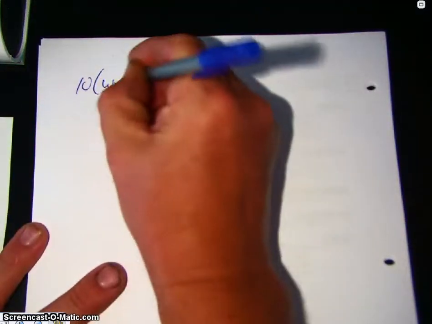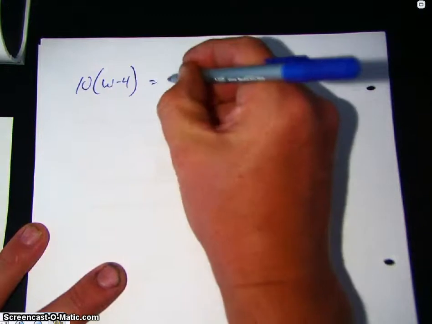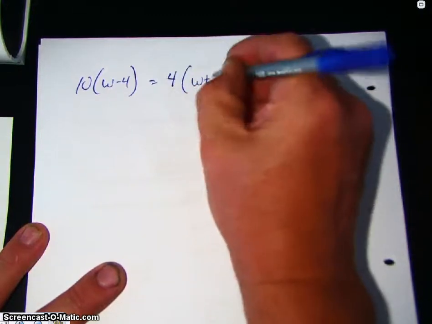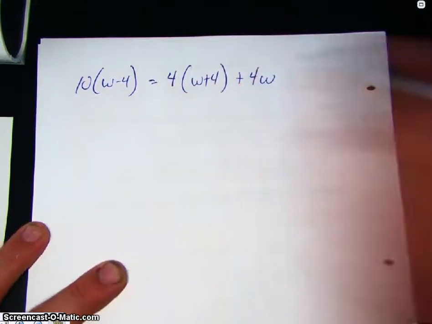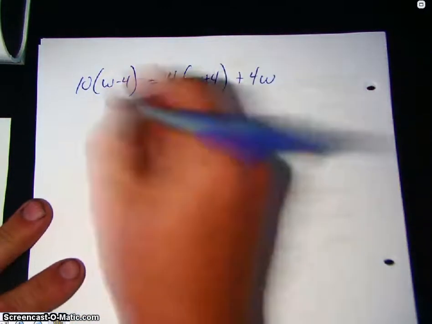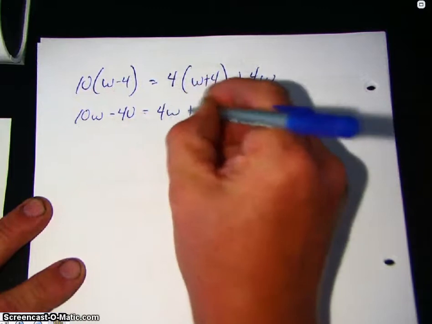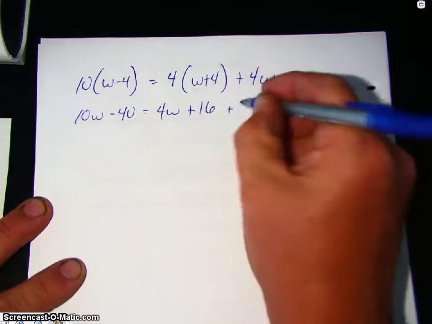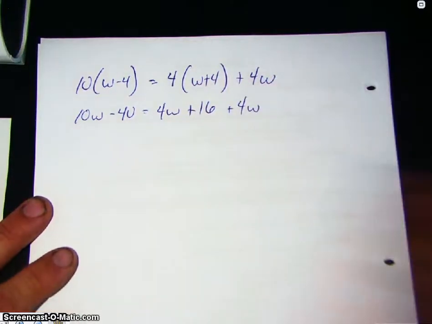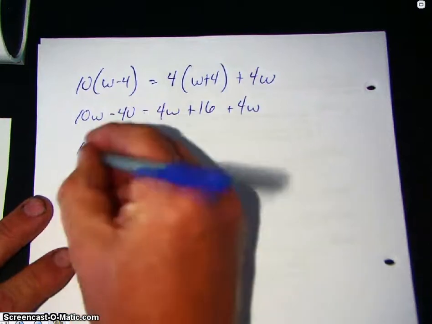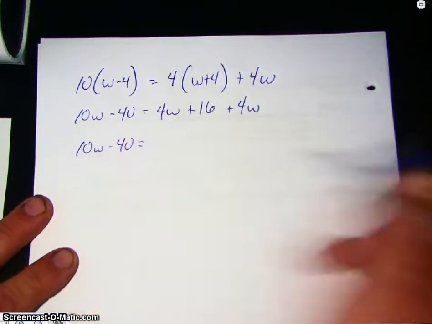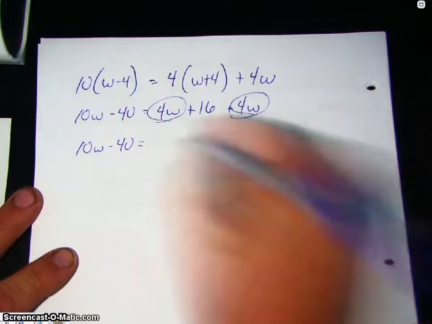All right, let's look at one more example. Let's look at 10 times the quantity w minus 4 equals 4 times the quantity w plus 4 plus 4w. Distribute, so I get 10w minus 40, 4w plus 16, and I have the 4w. All right, here I cannot combine any like terms. There isn't any, so I just leave that side alone. This side I have these two, so that gives me 8w.